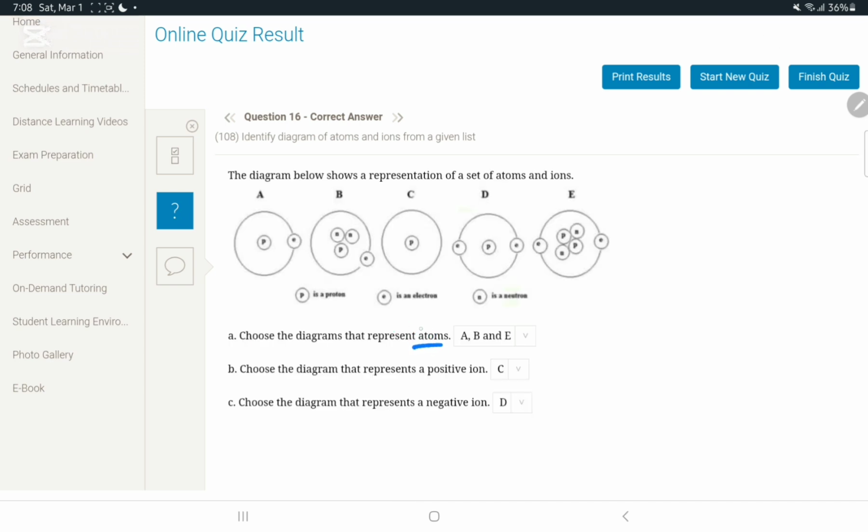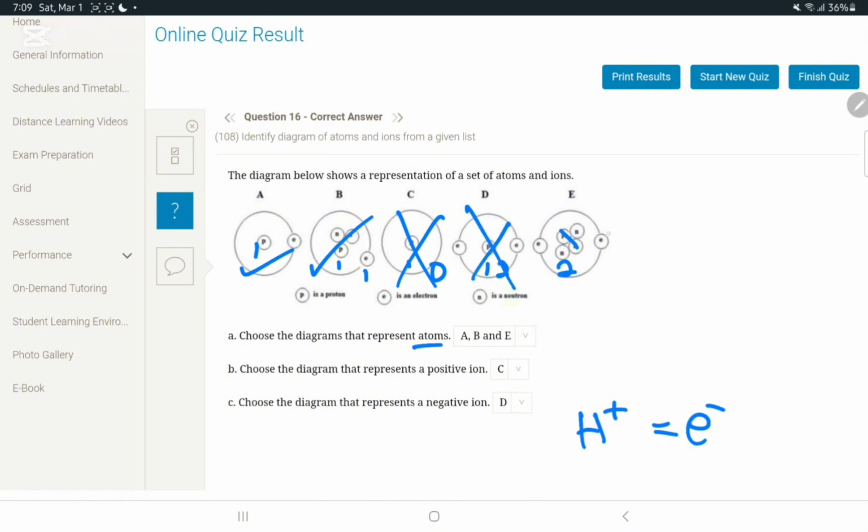This represents atoms. In this case, you would consider atoms. Here they would be neutral. So the amount of protons, remember H plus means protons, will be equal to the electrons. So here we have 1 proton, 1 electron. So this is an atom. Here we have 1 proton, 1 electron. This is an atom. Here we have 1 proton, 0 electrons. So this is not an atom. Here we have 1 proton and 2 electrons. This is not an atom. And we have 2 protons and 2 electrons. So this is an atom. So the atoms are A, B, and E.